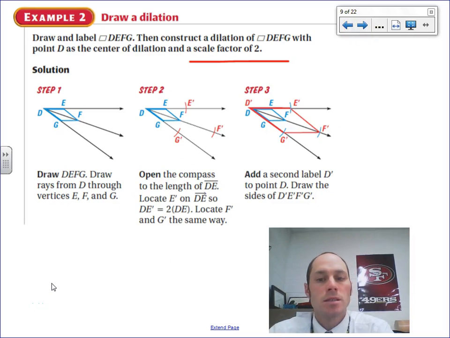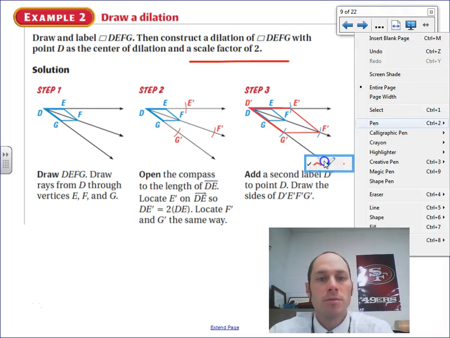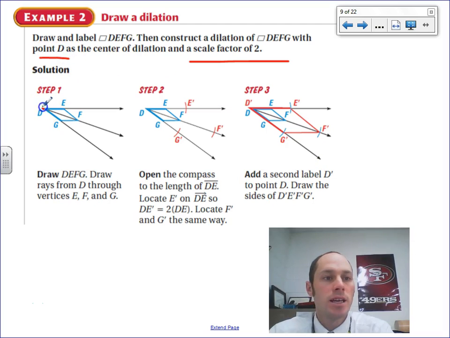Okay, so let's talk about how to use our compass to make a dilation. So here are the steps if we want to do a dilation with center at point D. So you want to dilate figure DEFG. What we're going to do is we're going to draw rays through each point. So we have a line that it goes through.